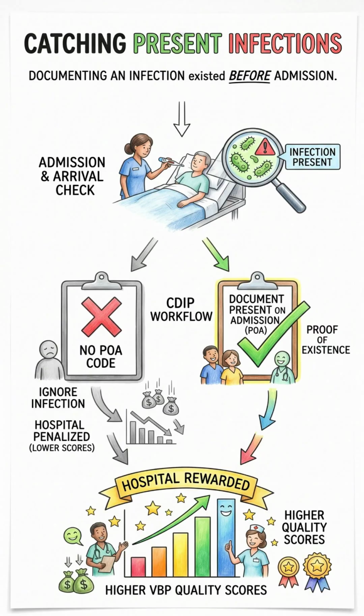88. How does catching a present on admission infection help the hospital value-based purchasing quality metric scores? It proves the patient brought the infection inside, meaning the hospital did not cause the dangerous problem. This keeps the infection off the hospital's safety record, protecting their public reputation and their financial payments.